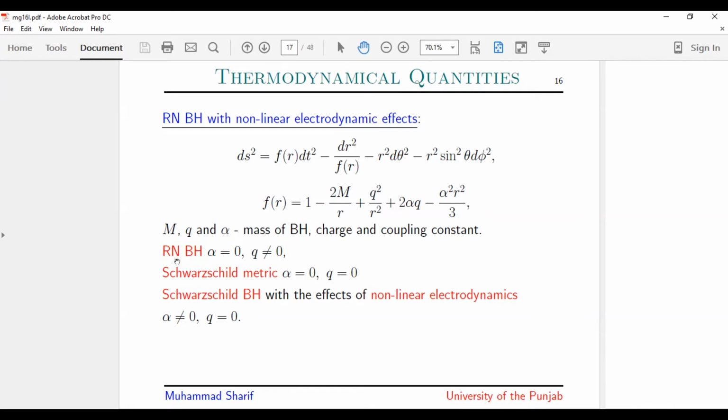So m, q, alpha are the mass of the black hole, charge, and coupling constant. We can recover the RN black hole when alpha is zero but q is non-zero, the Schwarzschild black hole when alpha and q both are zero, and the Schwarzschild black hole with the effects of nonlinear electrodynamics when alpha is non-zero but q is zero.